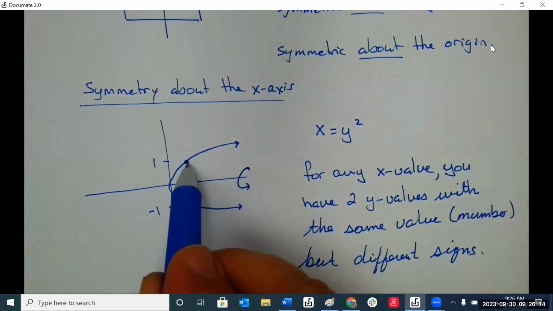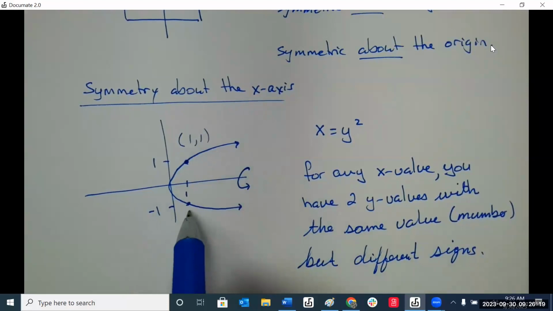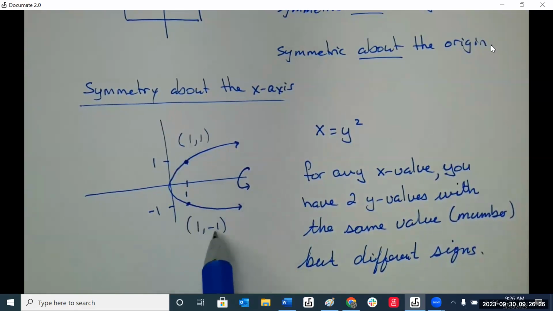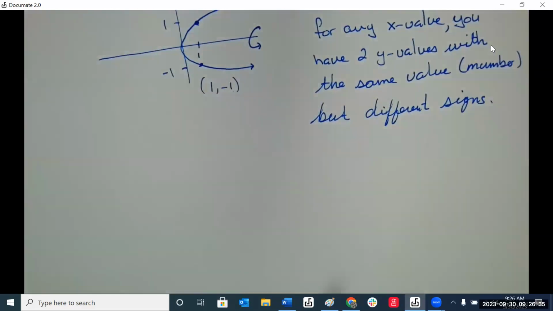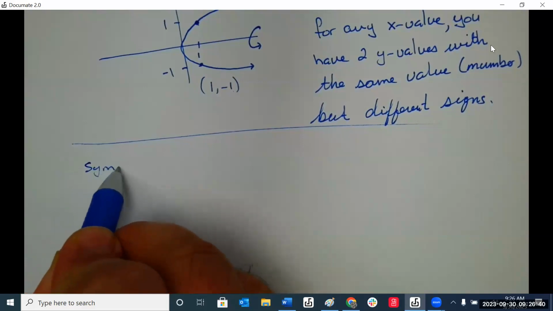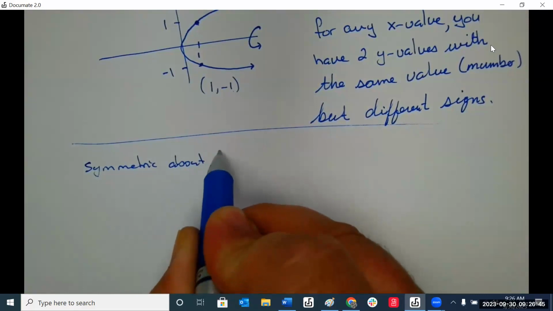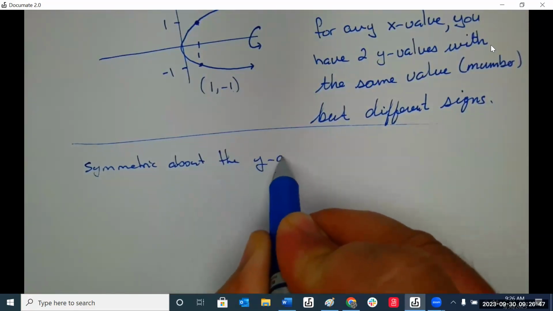So what's the location of this first point on top? What's the location of the second one on the bottom? So you notice the x's are the same, the y values are the same number, but different signs. That means it's symmetric about the y or x-axis. Symmetric about the y-axis.